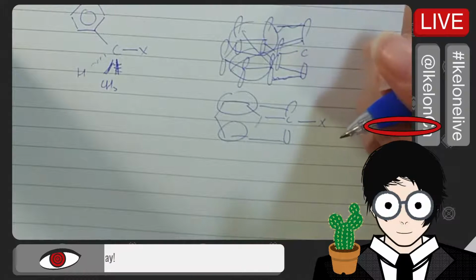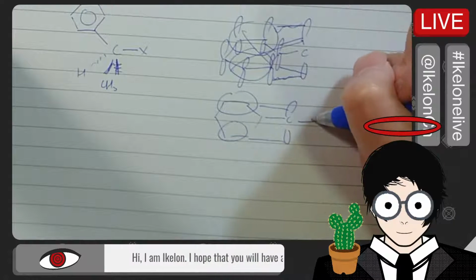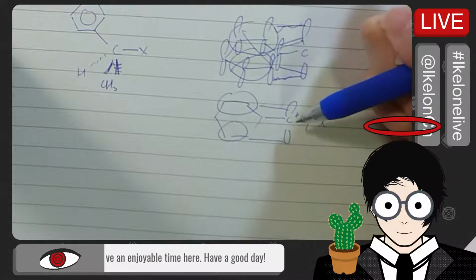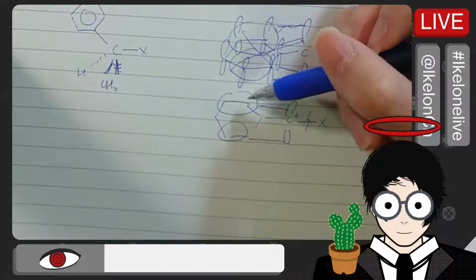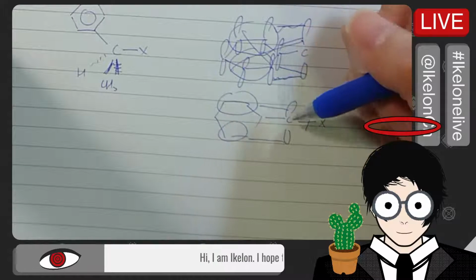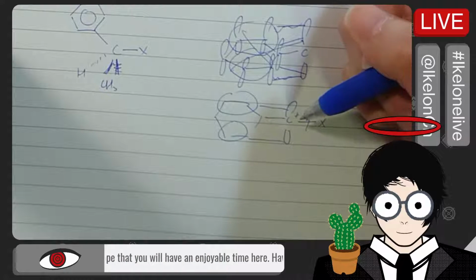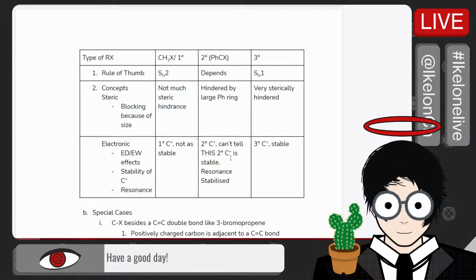So what this means is that when this bond breaks, and this is a plus charge, you notice that the positive charge is dispersed by the pi electron cloud, because the electrons flow from the benzene ring into the carbon atom. So this is actually stabilized. If you look at this, it is stable because it's resonance stabilized. The pi electron cloud of the benzene ring helps stabilize the positive charge on the carbon atom.